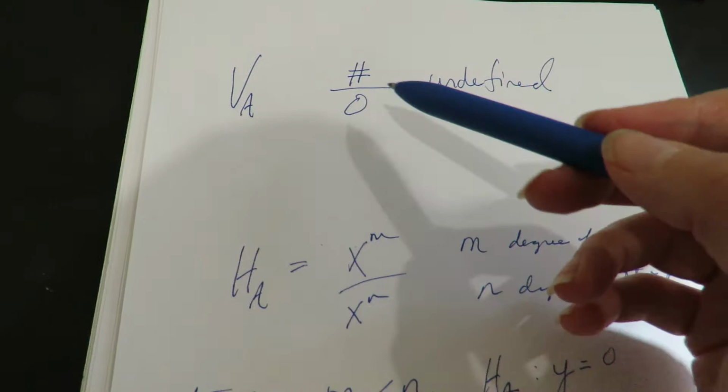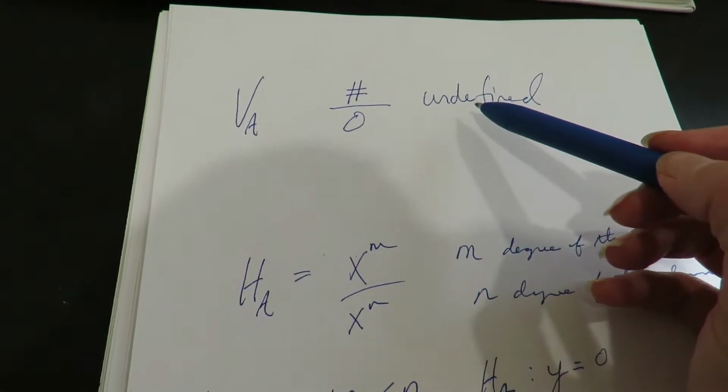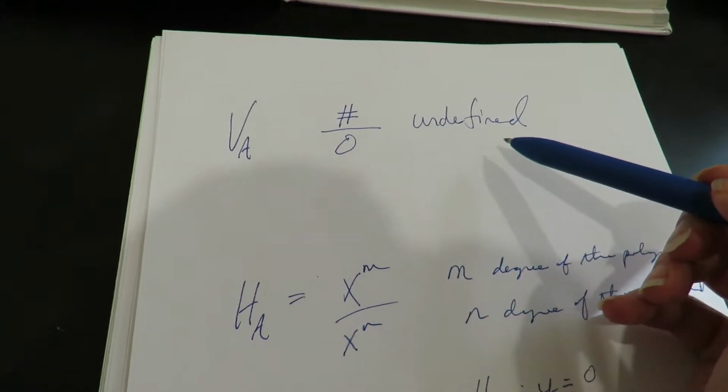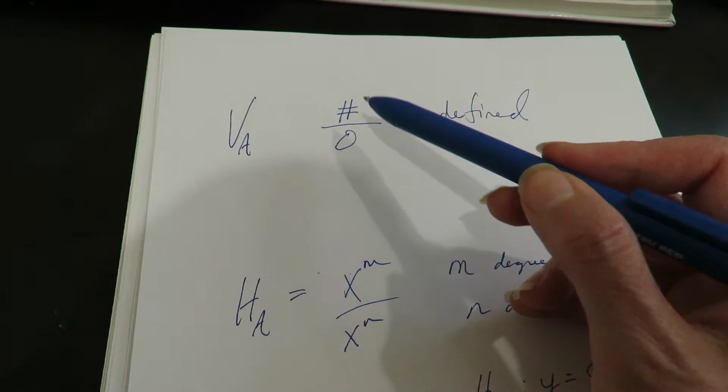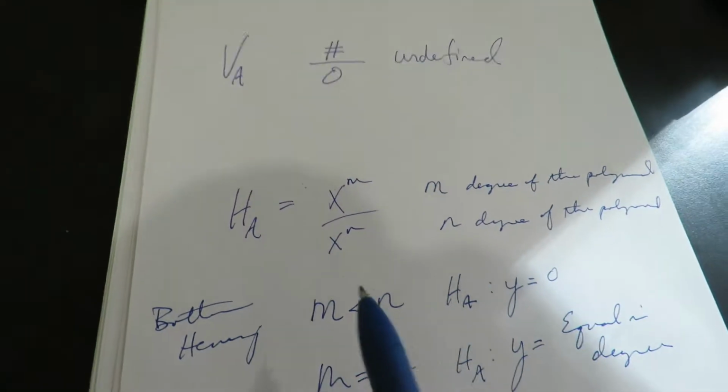Remember that a VA occurs when you have a non-zero over zero, an undefined form. If you have 0 over 0, that's indeterminate, that's actually a hole. So 0 over 0 is not a VA, it's when you have a non-zero over 0.